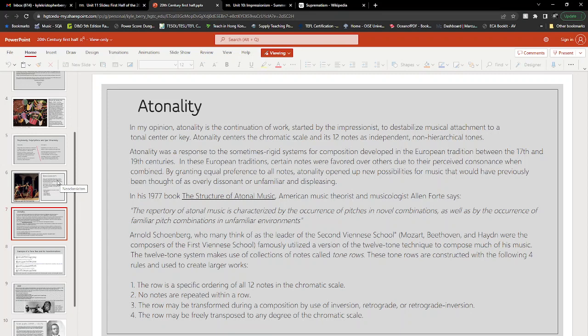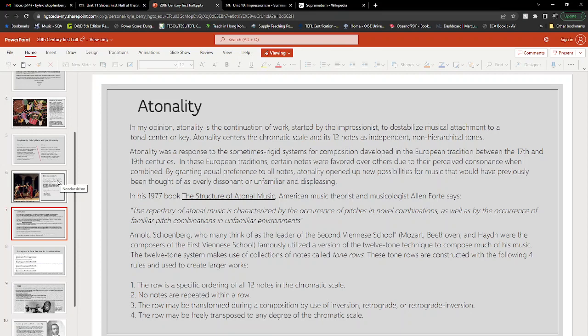But in this slightly more egalitarian idea, they say, well, what if all the notes were the same? None of them are more powerful than any others. None of them have more responsibility or more pull than any of the others.